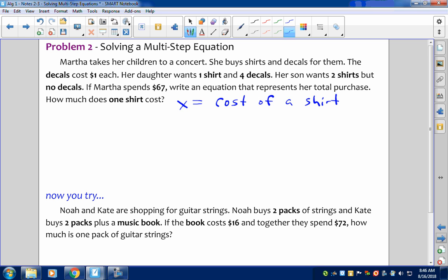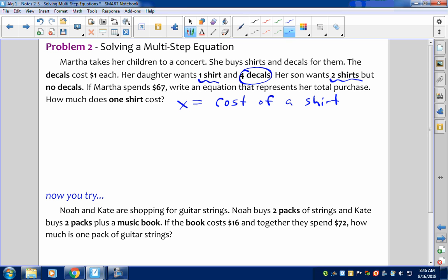So that's what we don't know. It says that the decals are $1 each. So if the decals are $1 each, we know that this value is what we call a constant. So the 4 is a constant. The shirt will be a 1 times x and a 2 times x. So it's going to look like this.